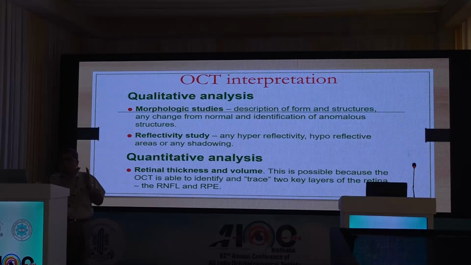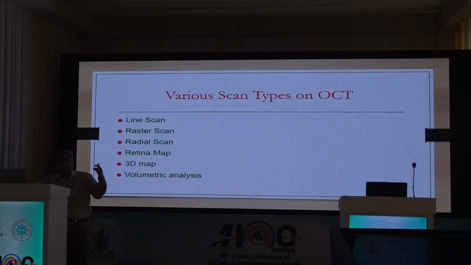Not only can you do a qualitative analysis, which is very important because you need a morphological study to see how is the form, how is the structure, any difference from normal, you also do a reflectivity study. Is there any area where there's more reflectivity or less reflectivity, any shadowing? And then finally you do a quantitative analysis. How much is the thickness? Is there edema? How much is that edema? Is it becoming better? Is it becoming worse? You can tell all these things. In order to do this, you have various tools with the OCT. You can do a line scan, a raster scan, a radial scan, a mapping, and a volumetric analysis.